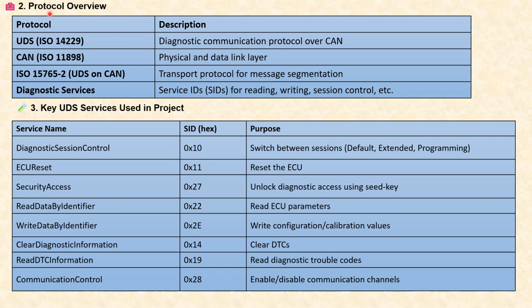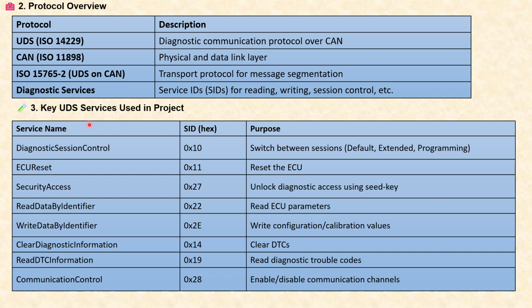Now talking about the protocol overview. What are the various protocols and their respective descriptions? First of all, UDS, as everybody knows, ISO 14229, is the diagnostic communication protocol. Over CAN, we have ISO 11898 for the physical and data link layer, and ISO 15765, the transport protocol for message segmentation. The diagnostic services have service IDs for reading, writing, and session control.